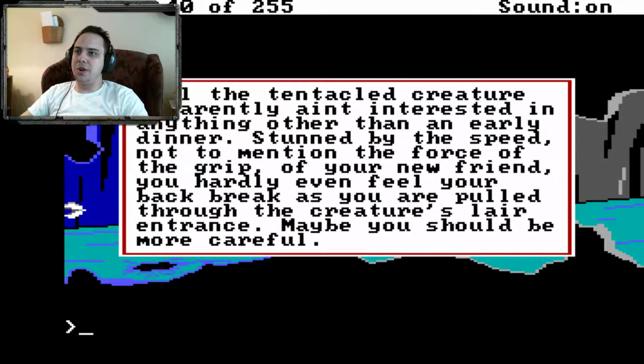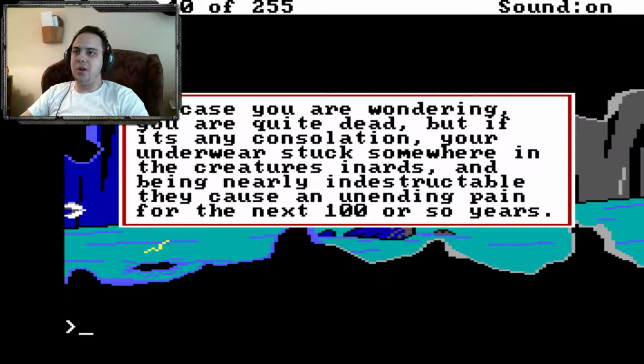Well, the tentacle creature apparently ain't interested in anything other than an early dinner. Stunned by the speed, not to mention the force of the grip of your new friend, you hardly even feel your back break as you're pulled to the creature's lair entrance. Maybe you should be more careful. In case you're wondering, you are quite dead. But if it's any consolation, your underwear is stuck somewhere in the creature's innards, and being nearly indestructible, they cause an unending pain for the next 100 or so years.